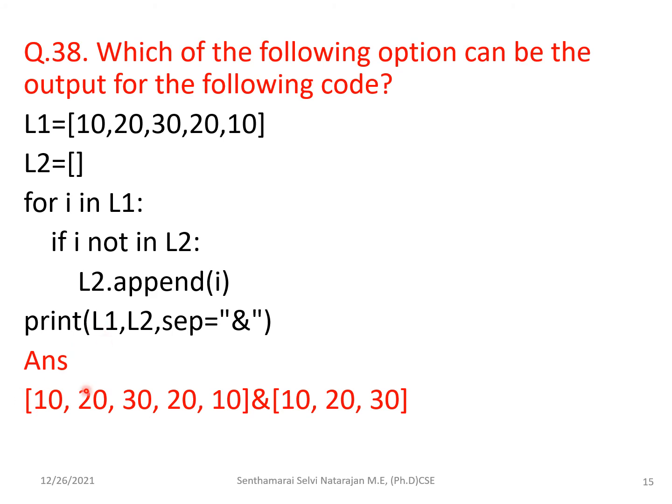So I print L1, so L1 is printed and then here. Already we have seen one example where the pop function was there, so that L1 will be empty. Here they are not doing the pop operation, so L1 keeps its values and then the separator is the ampersand symbol and this is the L2 value.